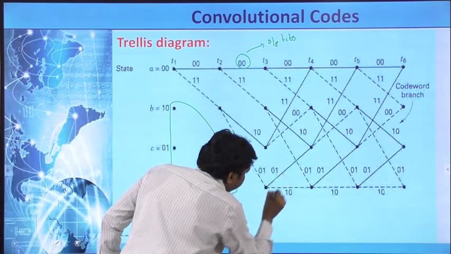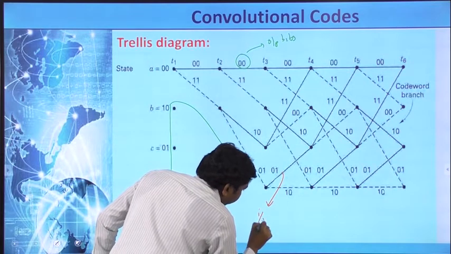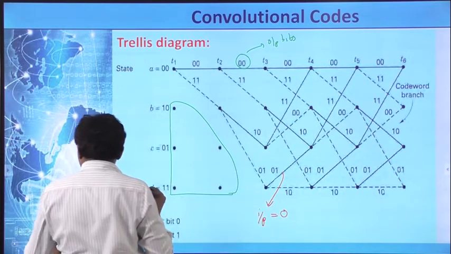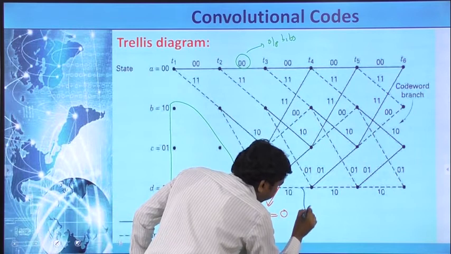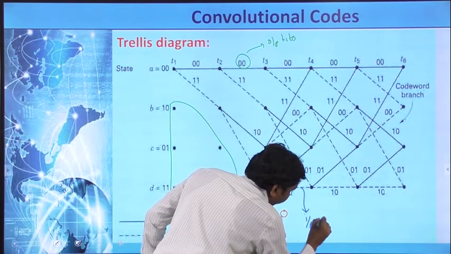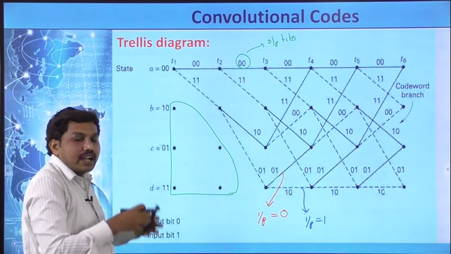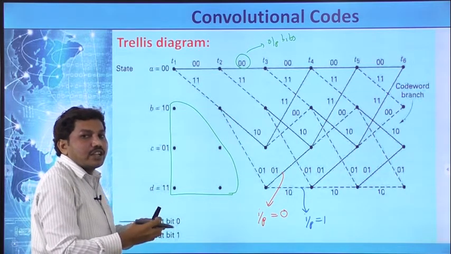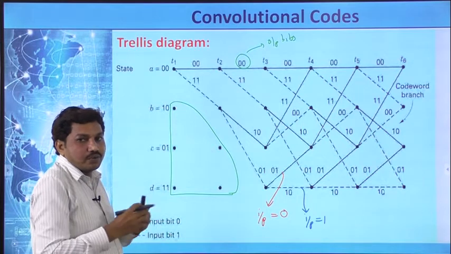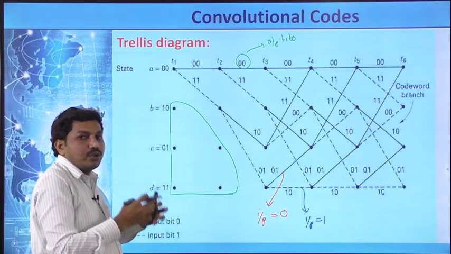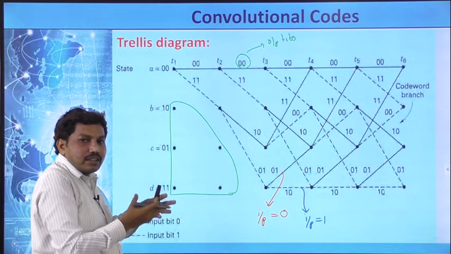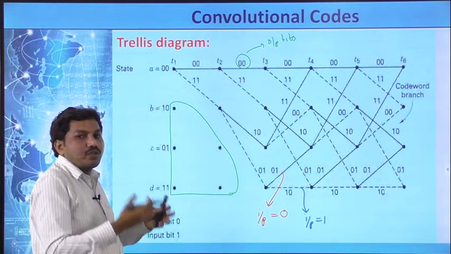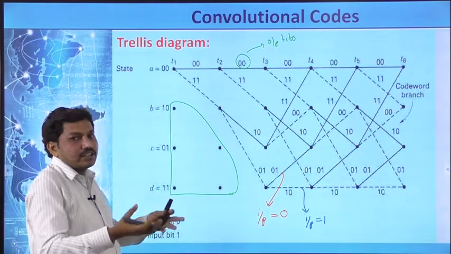This solid line represents when the input is 0. The dashed line represents when the input is 1. The transition from one state to another state depends on whether the input is 1 or 0. When the input is 0, it is represented with the solid line. When the input is 1, the branch is represented with the dashed line.